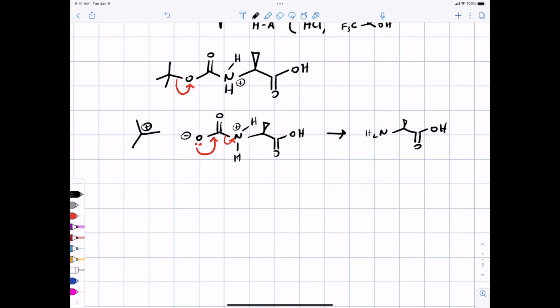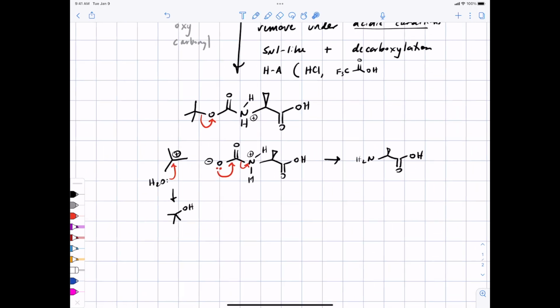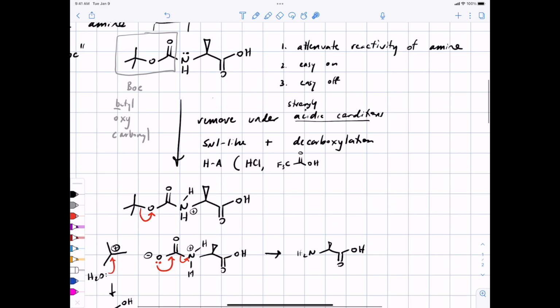What happens to the T-butyl carbocation? Generally, you're doing this in water, with a small amount of water present, so that probably goes on to form T-butanol, which you can remove. It's very easy to separate that from your free amino group.